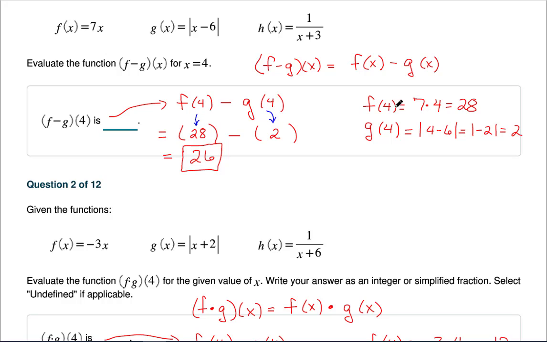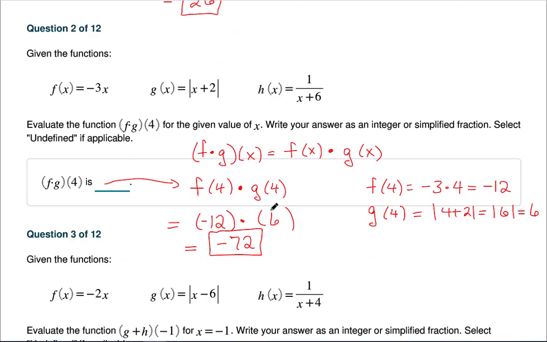Well, f of 4. F is here. 7 times 4 is 28. What about g of 4? Well, g is this absolute value, so 4 minus 6. Absolute value of minus 2 is 2. So we've got 28 minus 2, and we get 26.